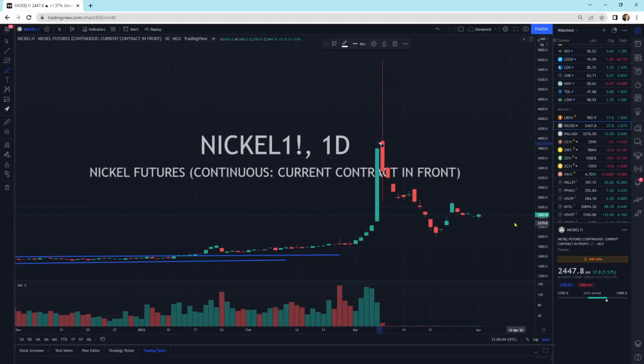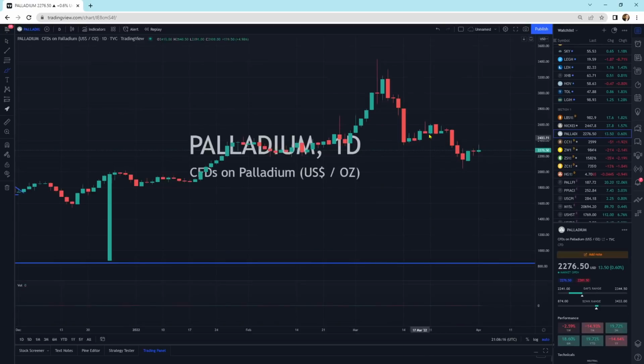Could this be something where we kind of create a big flag pattern or something? Maybe. We'll see what happens. Palladium in dollars, just moving, stair-stepping lower. I would not be in palladium. I think it's going to go lower. Platinum's the one I'd be in. It's going to go higher.